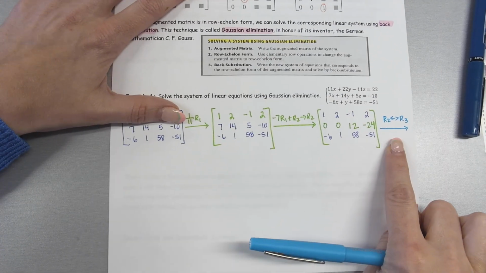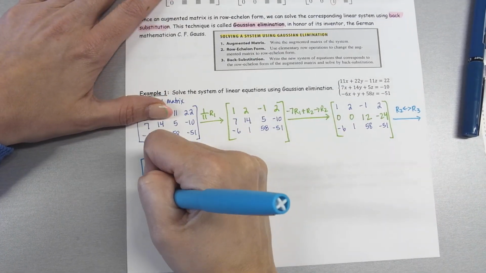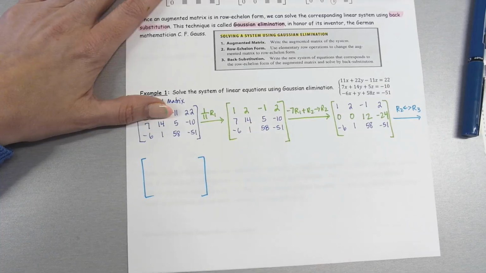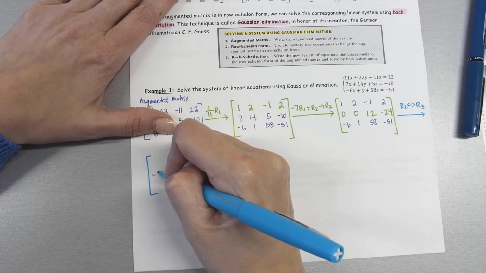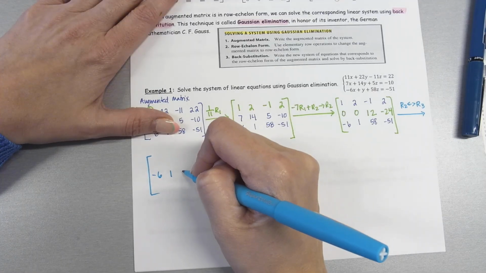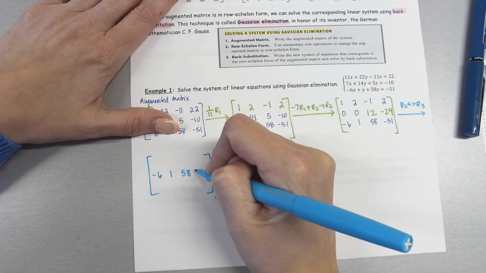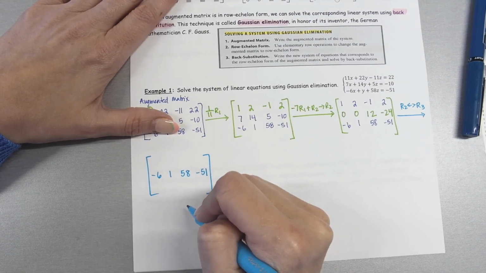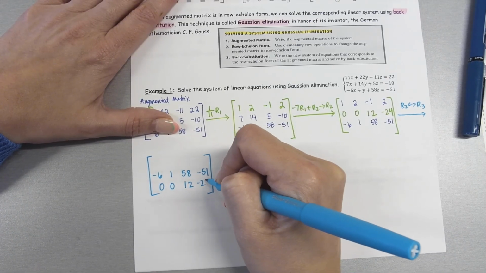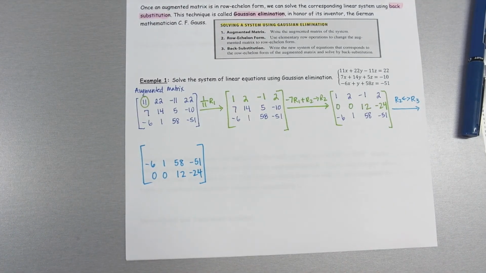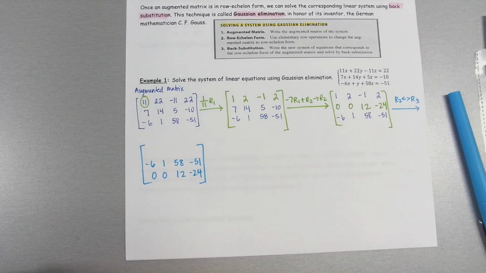And it doesn't matter to me if you put this here and then start with the matrix, or if you want to put that on the next line, that's fine. Okay, so row 2 is going to be -6, 1, 58, -51. And then row 3 is our previous row 2. And then row 1 is going to stay the same.